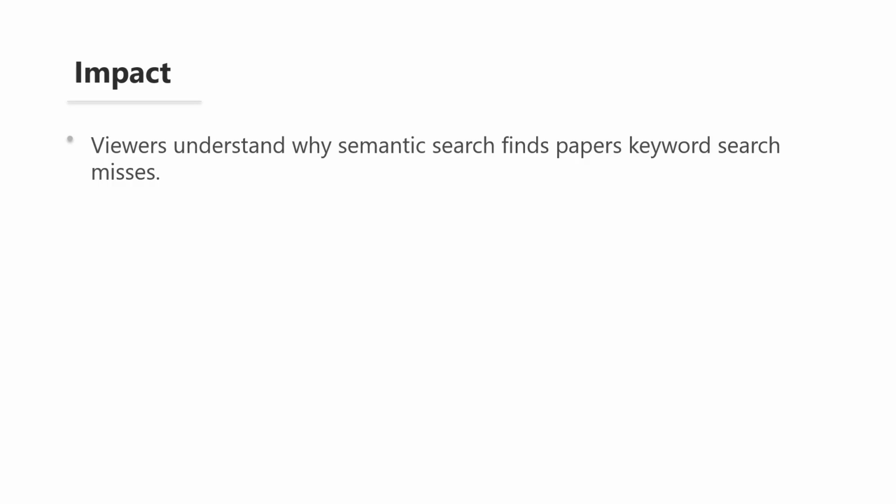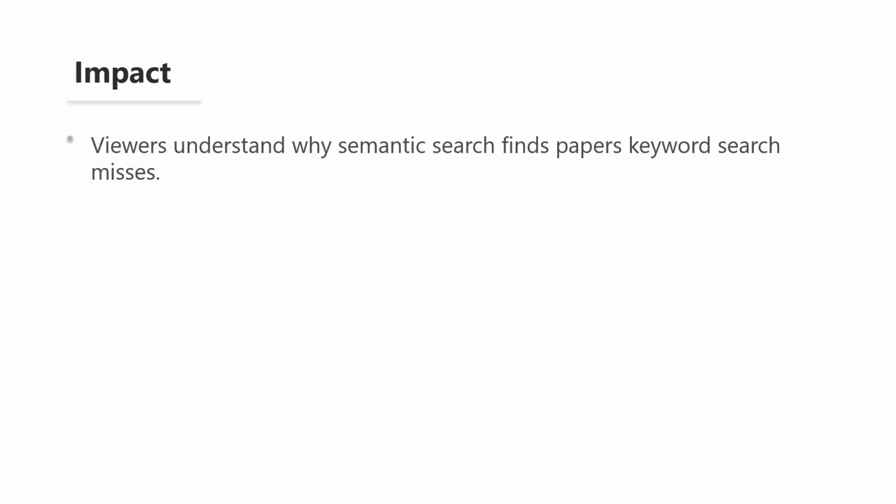Second, semantic search solves this. It finds papers by meaning, not word matching, surfacing relevant work regardless of terminology. You describe what you're looking for in natural language and the system understands. Third, understanding this transforms your literature discovery. You can now find papers you would have missed entirely with keyword-only approaches.